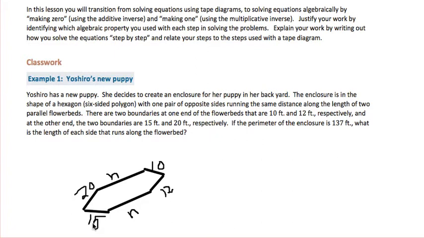If the perimeter of the enclosure is 137, then what we'll need to do is write an equation to solve for n. And in looking at our equation, we can see n plus 10 plus 12 plus 15 plus 20 is equal to 137.